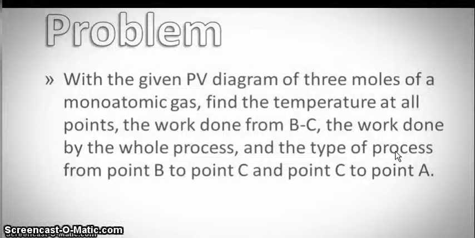Now we have a problem that has all the properties of gas shown in a PV diagram. With the given PV diagram of 3 moles of a monoatomic gas, find the temperature at all points, the work done from B to C, the work done from the whole process, and the types of processes from point B to point C and point C to point A.